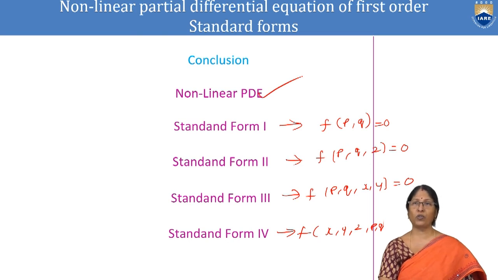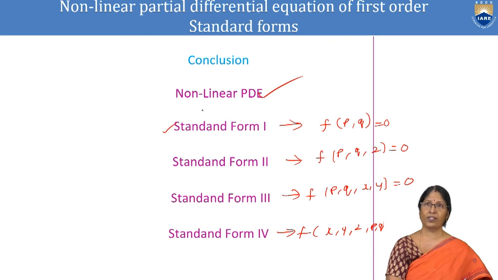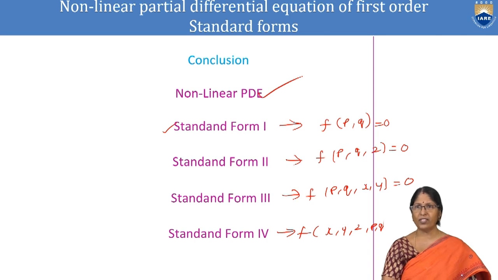What are the steps to be followed for standard form 1? Separate steps are there: 2 separate steps, 3 separate steps and 4 separate steps. These steps should be connected to our given problem and we will get the required solution for this non-linear PDE.